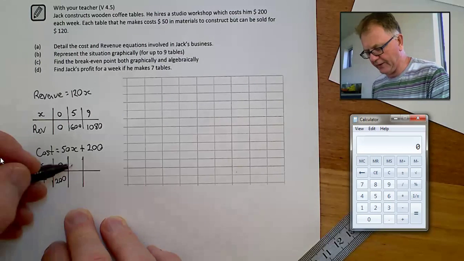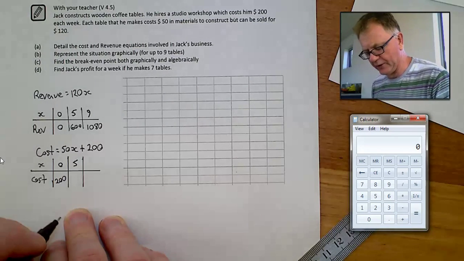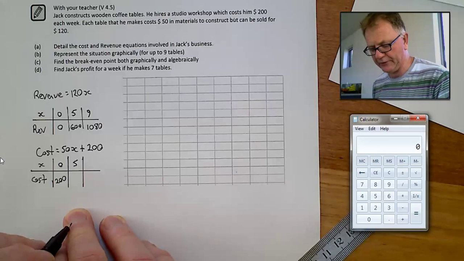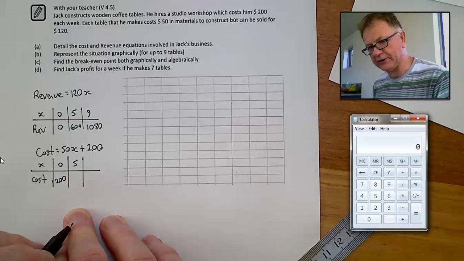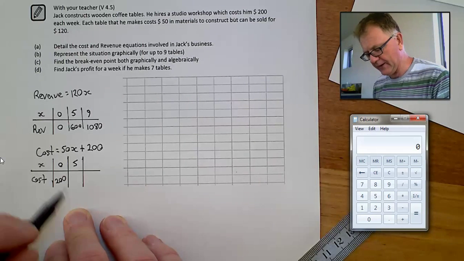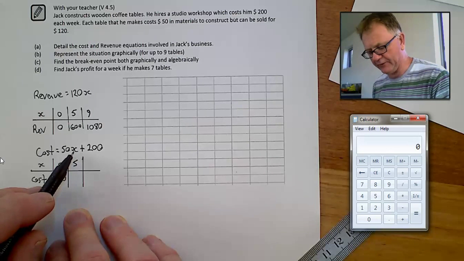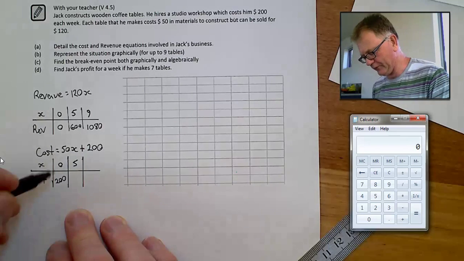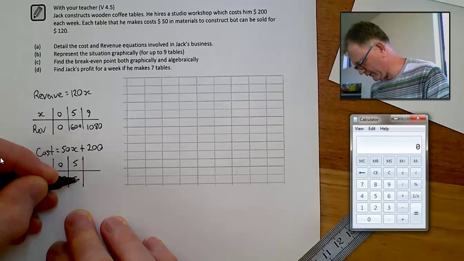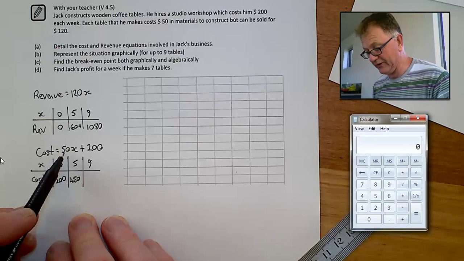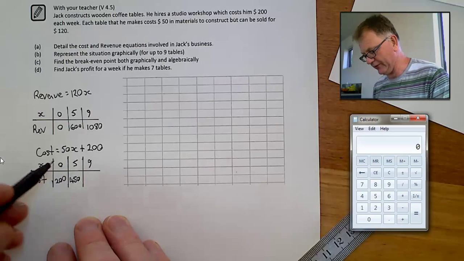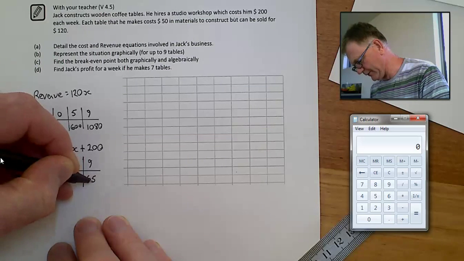If he makes, for example, and I'm just picking these numbers out, it's going to help us draw the graph. We had to draw it for up to 9 tables, so I'm going to put 3 points on the graph. In fact, you could do this with 2 points, because you know it's going to be a straight line graph, but I like to have 3 on the graph for a check. If he makes 5 tables, 50 times 5 is 250, plus another 200 is 450. Or if he makes 9 tables, it will cost him 50 times 9, which is $450 plus another $200, $650 to make them.